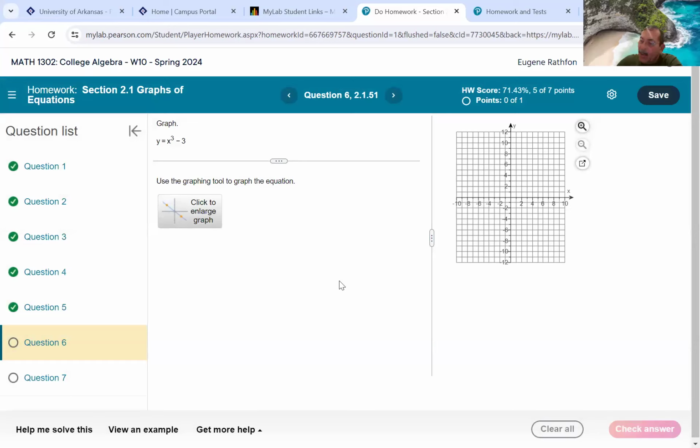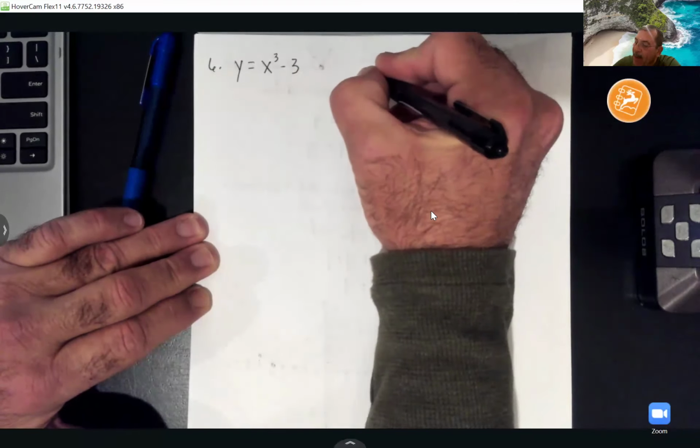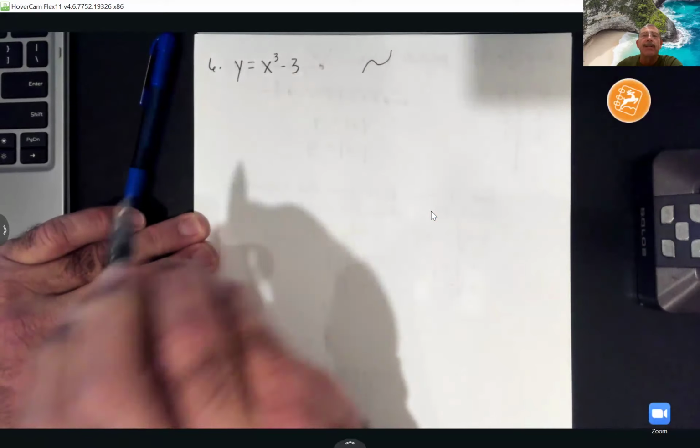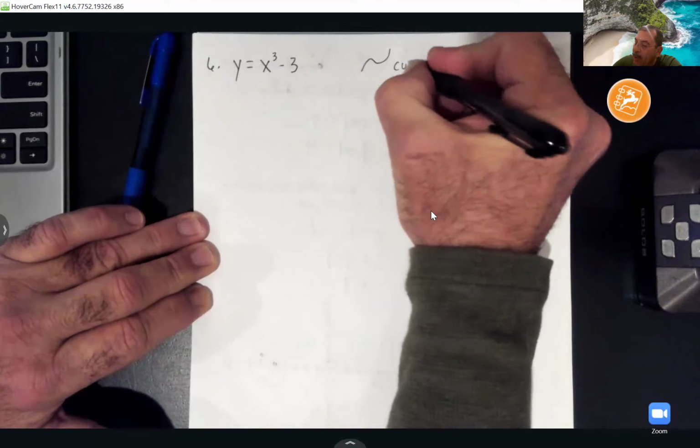All right, let's see. I've got y equals x to the third minus 3. All righty, so this is what we call a cubic graph. In the cubic graphs, when we go to MathLab, we'll do one that sort of looks like a squiggly line here, okay? So this is a cubic.